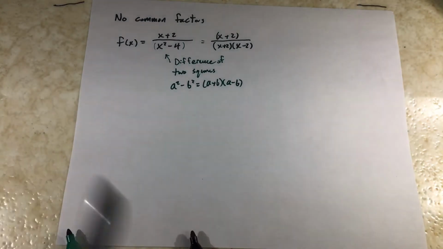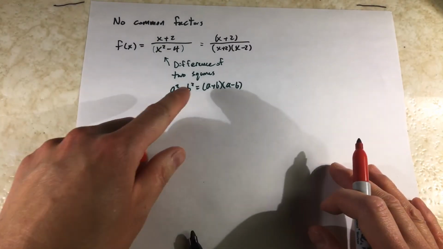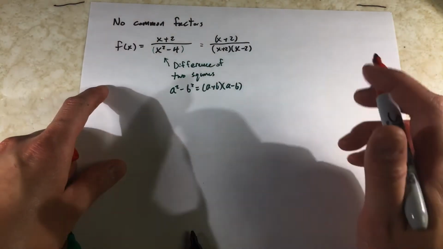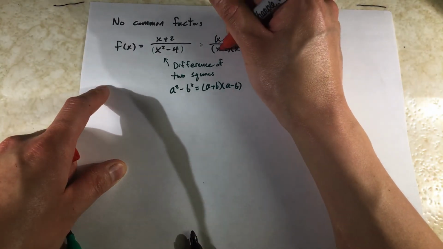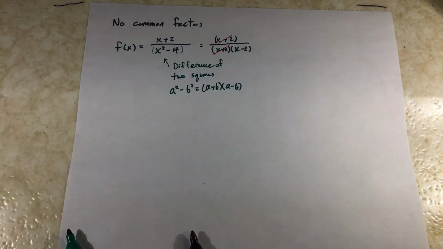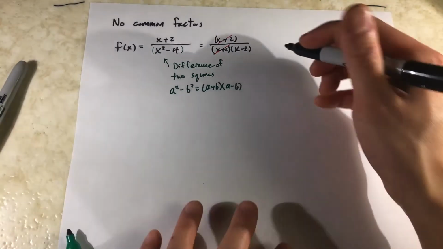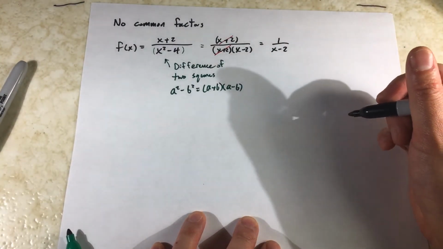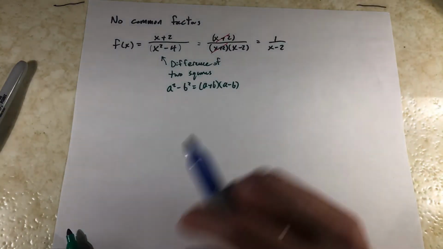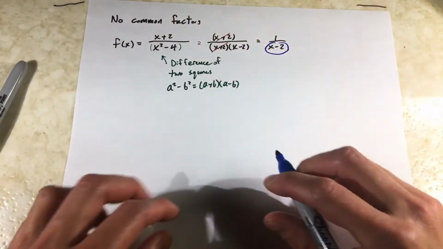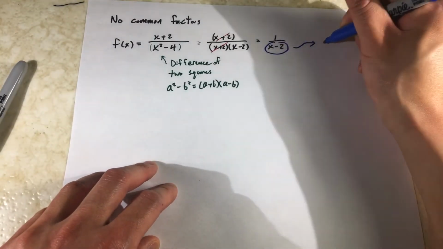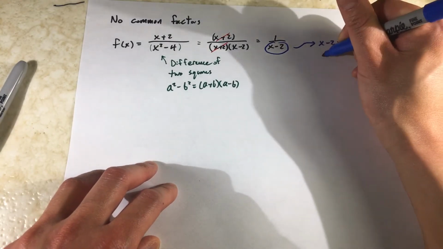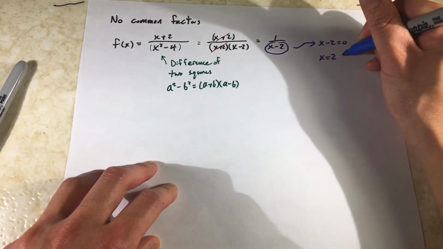So you can see that by writing it like this, this function does have a common factor. You have to cancel out the common factors before you look for those vertical asymptotes. So this is 1 over x minus 2. Then you would take this denominator, set that equal to 0, and you would see that x equals 2 is your vertical asymptote.